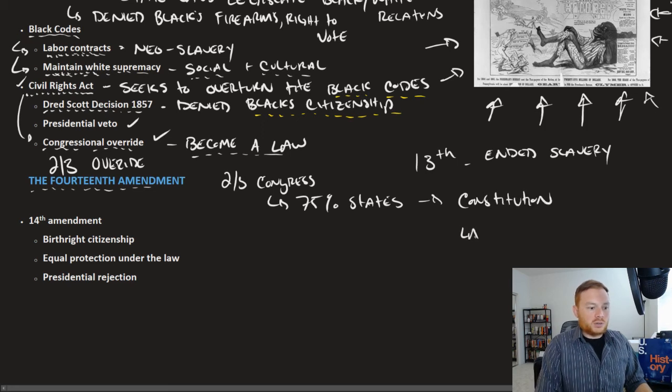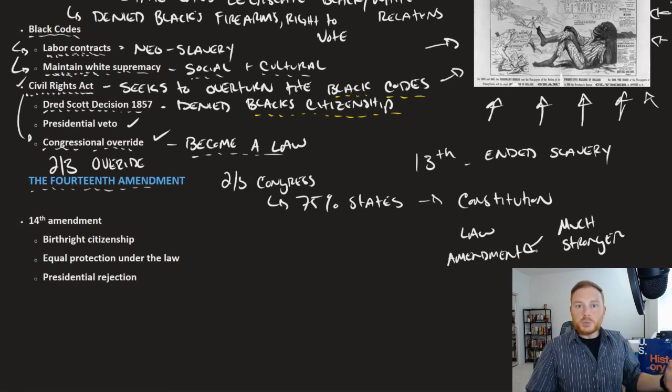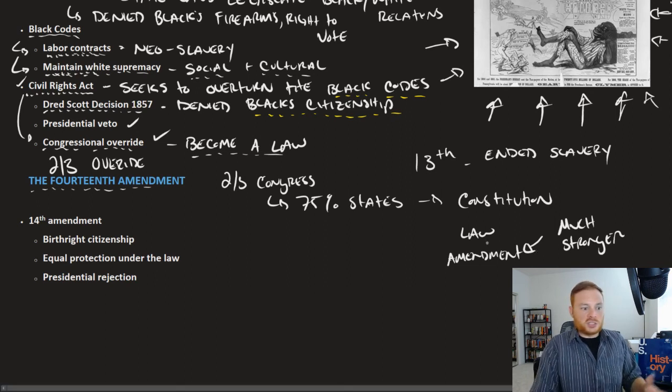So when looking at laws and amendments, the amendments are much stronger, right? And actually very rarely does the United States amend the Constitution because the Constitution is, in some ways, kind of the final rule book, so to speak. And so you can always pass laws, but to pass an amendment is to really create something much stronger. And so that's what Congress wants to do.